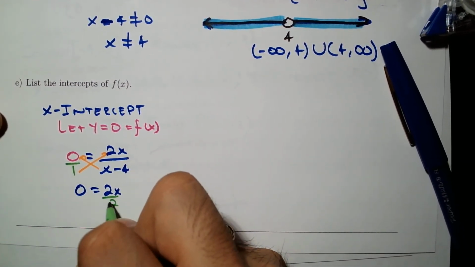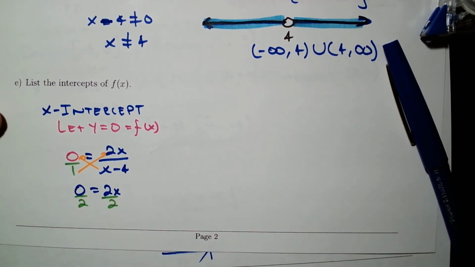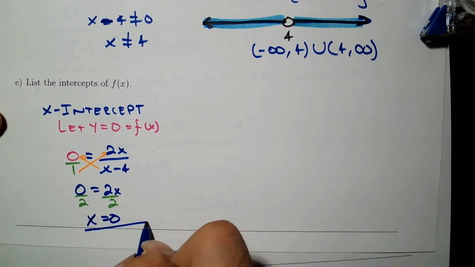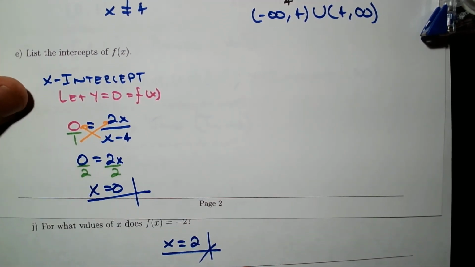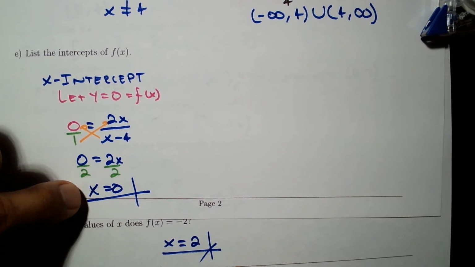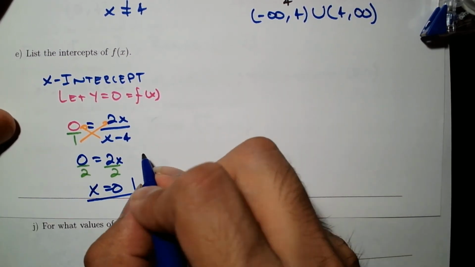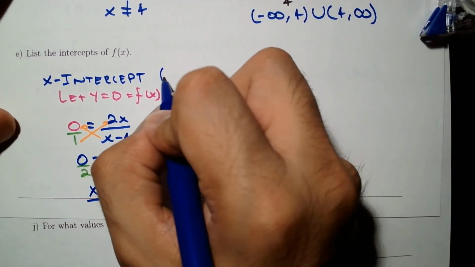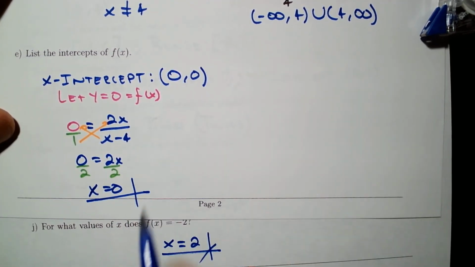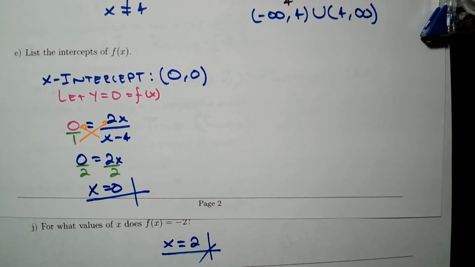Dividing both sides by 2, we get x equals 0. So that's the value for which the intercept is x equals 0. So the X-intercept, using an ordered pair, is 0, 0. In other words, the origin.